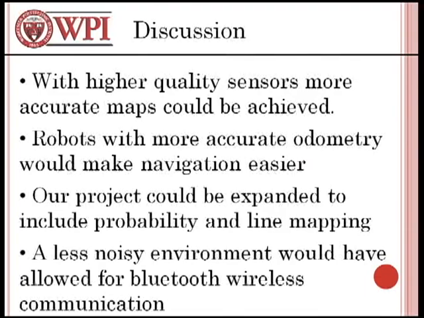I'd like to discuss some of the things we could do to make our results better. With higher quality sensors, more accurate maps could have been achieved. If our robot had more accurate odometry, we could have made for easier navigation. Our robot also could have been expanded to include probability and line mapping, and also a less noisy environment would have allowed for us to use Bluetooth wireless communications instead of using a very long tether.